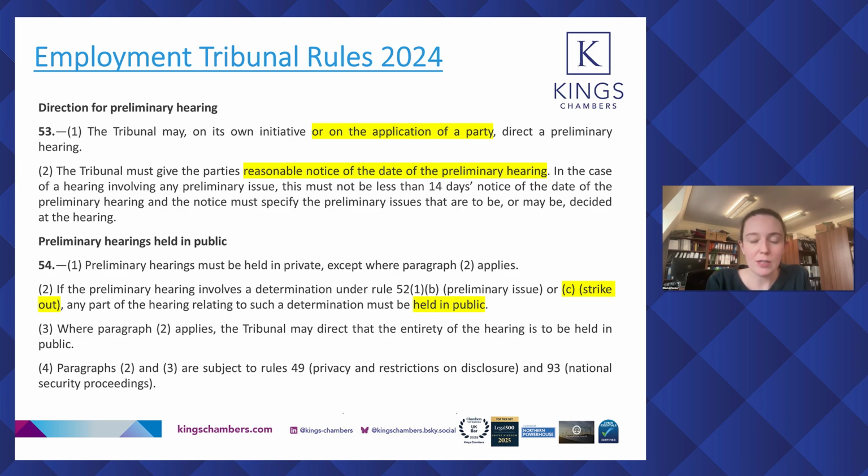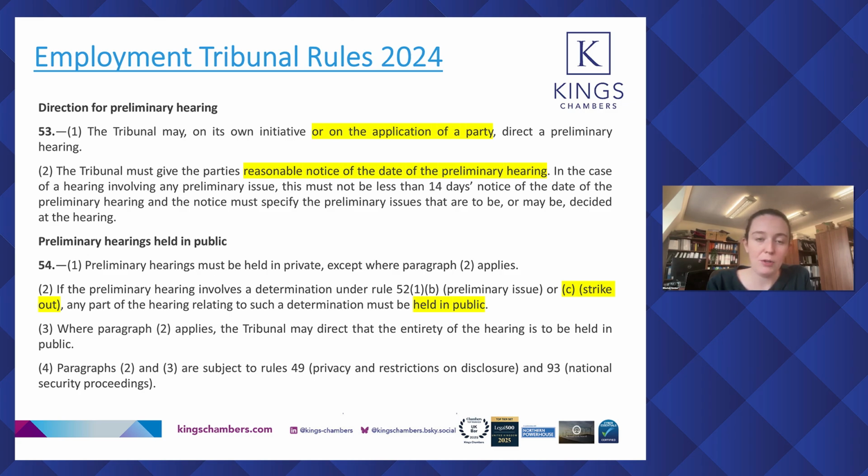And so when you're making those applications for strikeout, it is worth applying for a preliminary hearing to consider that application. And that's for 2 reasons. Firstly, the side responding has to be given reasonable notice of the date for the preliminary hearing, and they have to be given reasonable notice of the strikeout application. And strikeout applications, as well as preliminary issues, have to be held in public.